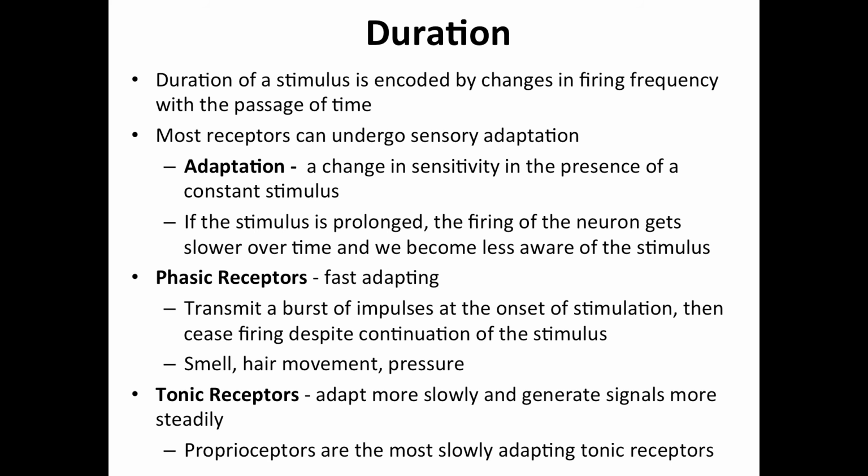And so you tend to see that the brain utilizes this to help you identify smell, hair movement, pressure. And these are important. If you are constantly aware of all the smells around you all the time, you'd probably go a little crazy. I think Febreze commercials refer to this kind of phasic reception as nose blindness. Tonic receptors then are a completely different story. These adapt more slowly, or sometimes they don't adapt at all, and so they tend to generate signals a little more steadily.